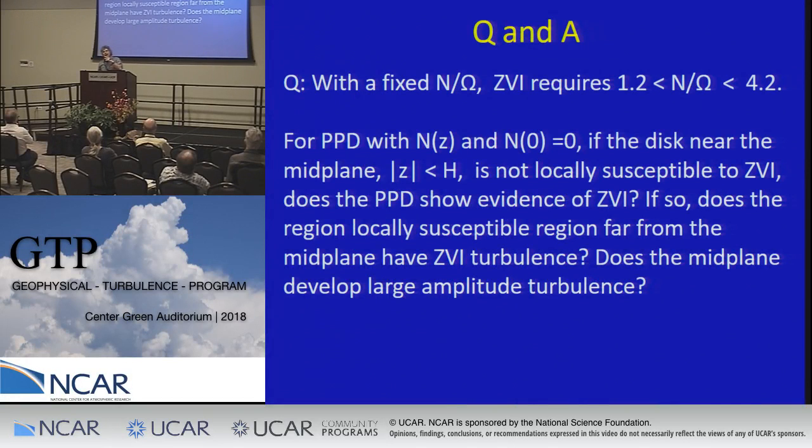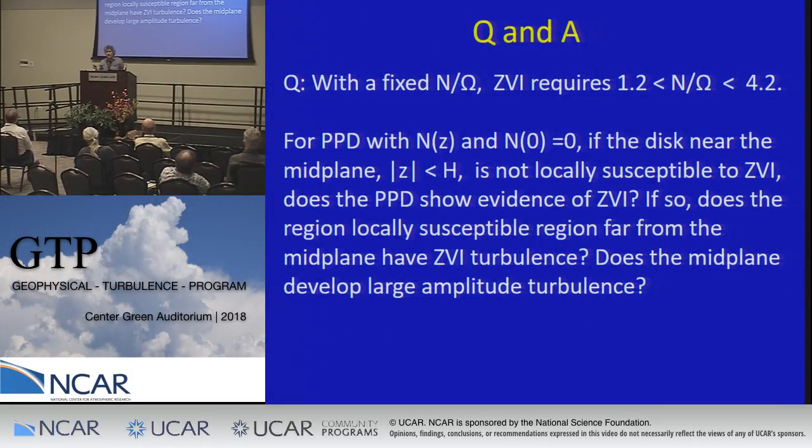So now let's relax the approximation that we've got a constant Brunt-Väisälä frequency everywhere. Let's look at a protoplanetary disk, which has got no stratification at the midplane because it's symmetric. The vertical gravity increases linearly as you go away from the midplane. Like the previous study, where we fix the ratio of the Brunt-Väisälä frequency to the angular velocity, we find that there's a critical value. You've got to be greater than 1.2 and less than 4.2 to be unstable. If you're not in that range, you're not going to be unstable.